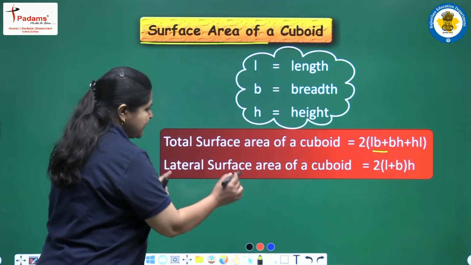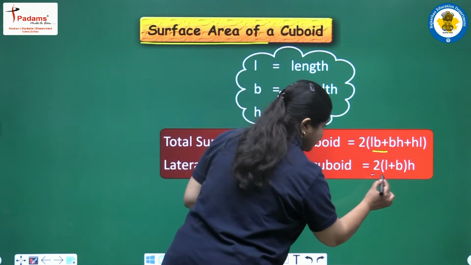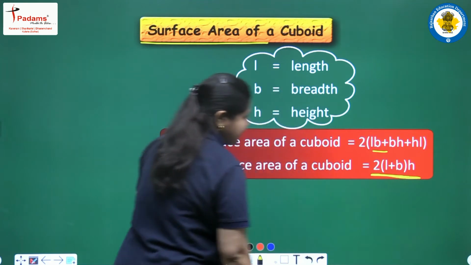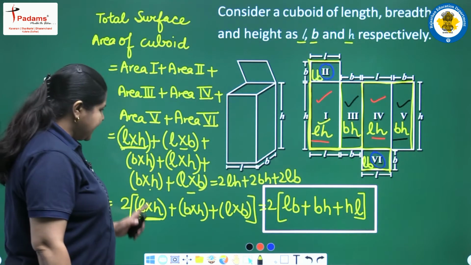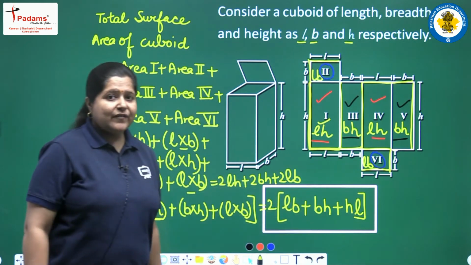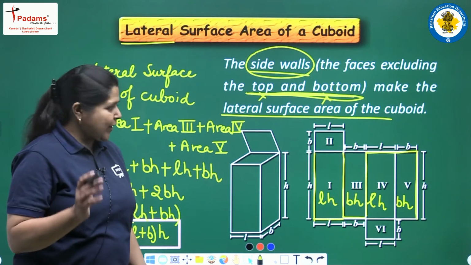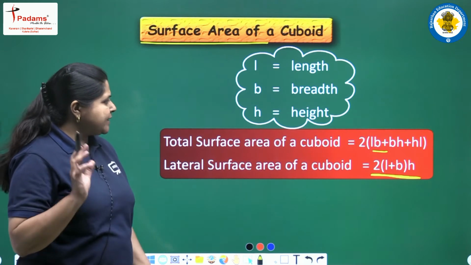And then lateral surface area of a cuboid, it is given by 2 into (L + B) into H. ये है आपका 2 into (L + B) into H lateral surface area, and this shows the total surface area of a cuboid. Now we have some important things to note.